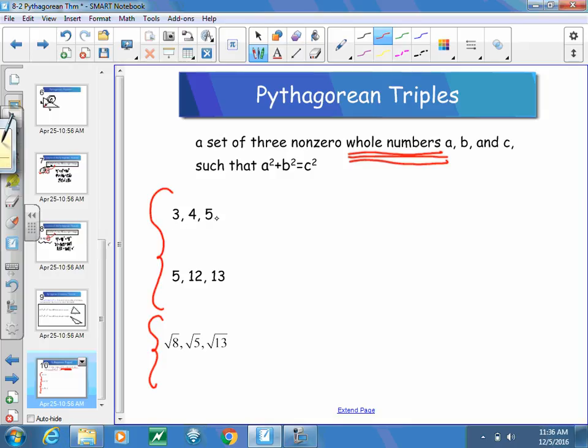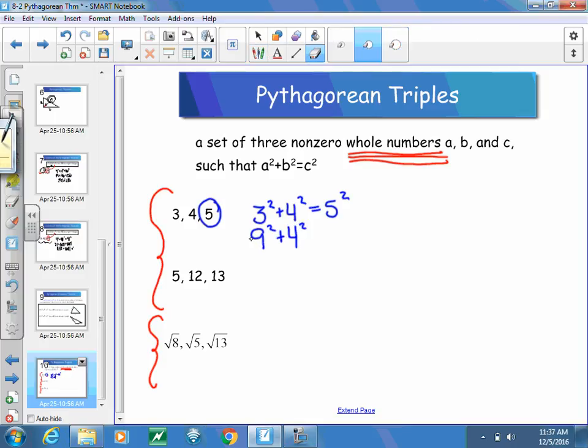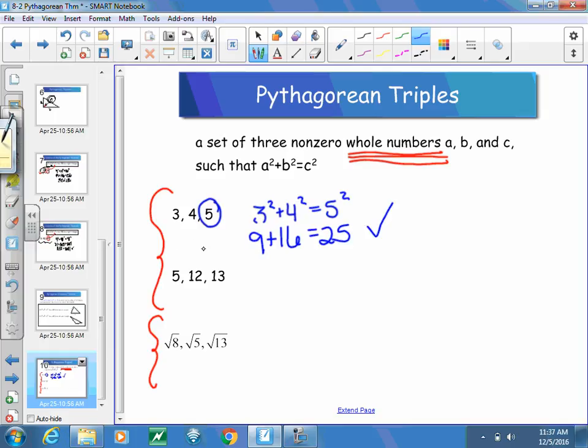However, 3, 4, 5 is. So if I want to check to see if it is a Pythagorean triple, 5 is the longest side, so that would have to be our hypotenuse. So 3 squared plus 4 squared, checking to see if that equals 5 squared. 3 squared is 9. 4 squared is 16. Okay, so 9 plus 16, and 5 squared is 25. 9 plus 16 is 25. So right here we have an example of a Pythagorean triple, 3, 4, and 5.